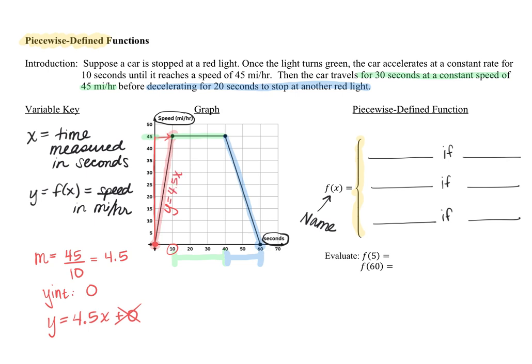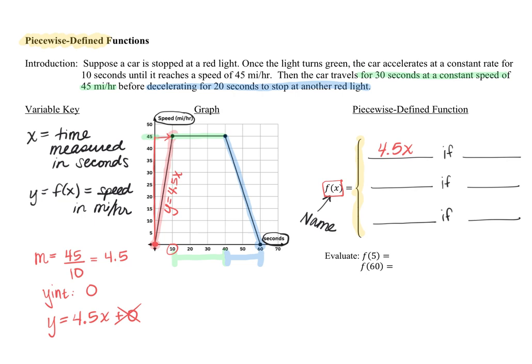So when you write the piecewise function, you don't have to write the y equals part, because remember, that's what f of x is for. The name of the function, we're calling it f of x, but that also represents y. So we have y equals, so we just have to put the 4.5x right here. This is our first function piece.